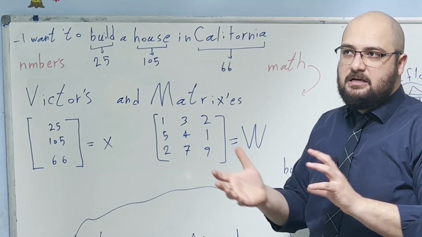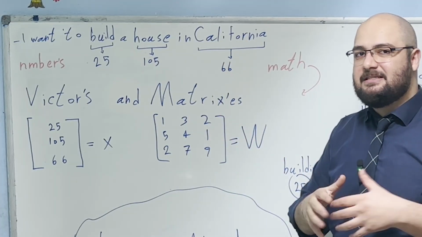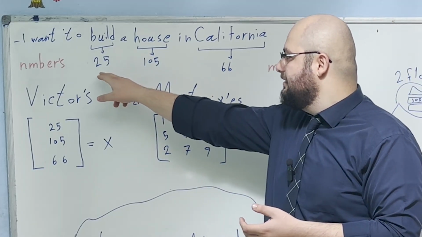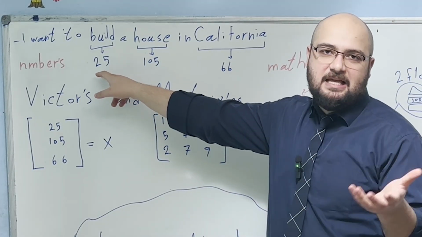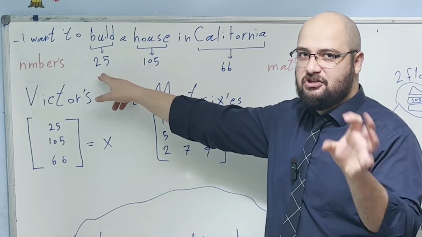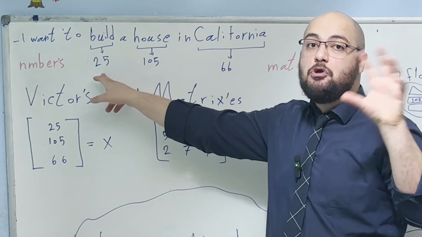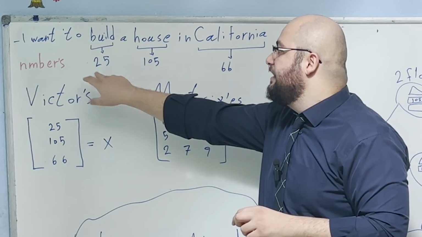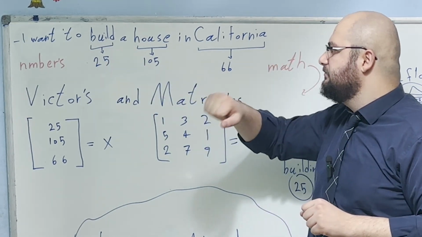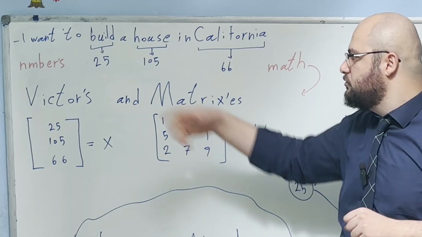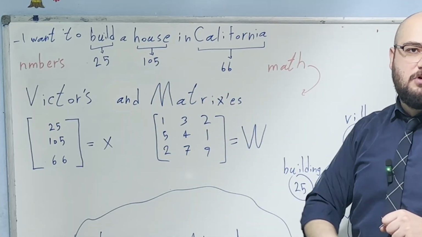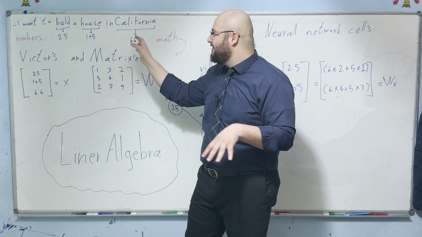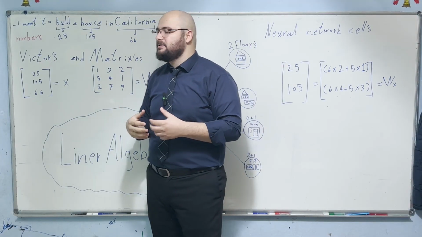Every large language model has its own indexing way. Let's say ChatGPT, the GPT in ChatGPT, because chat is the user interface. GPT is the actual AI. The GPT takes build and turns it into the number 25, house to 105, California into 66, whatever. The numbers aren't that important here.